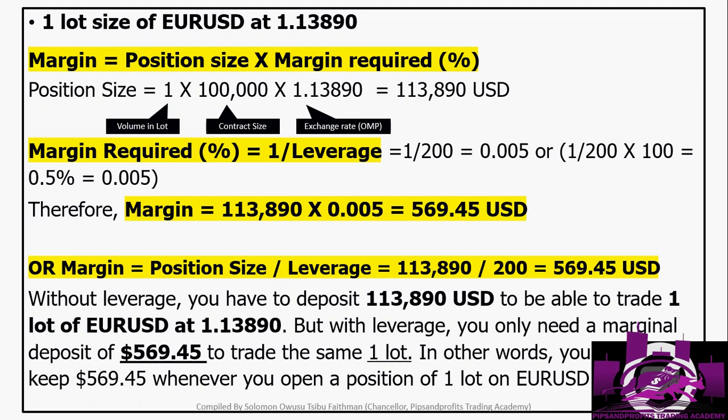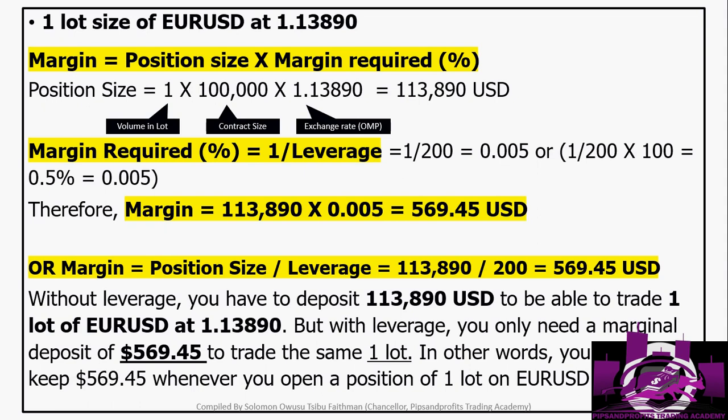Now, we concluded by saying that without leverage, you are supposed to deposit $113,890 US to be able to trade one lot size of EUR/USD at 1.13890. And I'm telling you, anyone on this call, if you are supposed to pay this or deposit this before you can trade just one lot size of EUR/USD, it is going to be very, very hard for you.